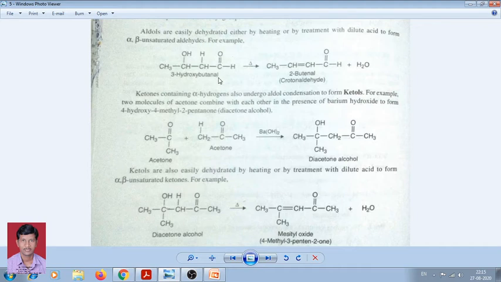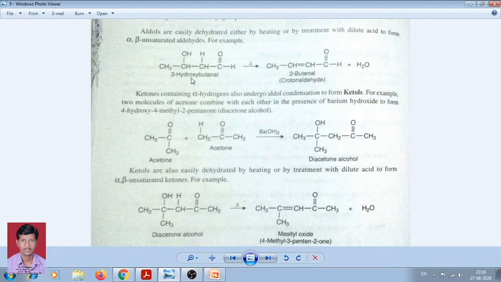Now, as you know well, 3-hydroxybutanal is the product of the aldol condensation reaction. With respect to this C double bond O, this is the alpha and this is the beta carbon, and there is a beta hydroxy, and this beta-hydroxy compound is easily dehydrated, meaning OH minus is removed from this carbon and H is removed from this carbon, and there is a loss of a water molecule with the formation of a double bond between alpha and beta carbon.